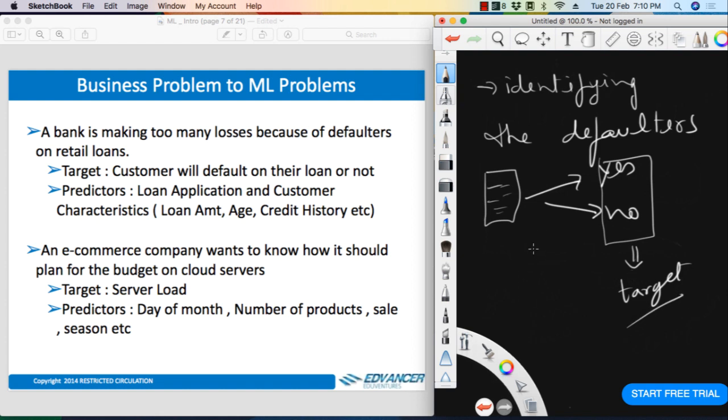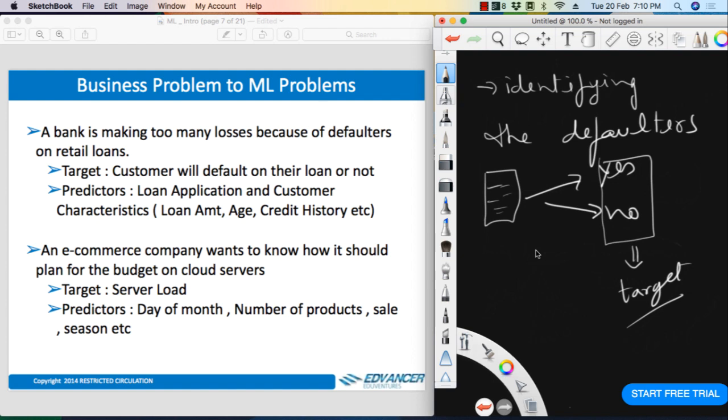And how are we going to do that? What are the factors which are driving somebody to default or not is their characteristics, and their characteristics are contained in this loan application. So this could be what amount of loan they are applying for, what is their age, what is their credit history, if there is some family information, how many children do they have, what kind of job they do, what is their take home family income, and so on. These are going to be my predictors.